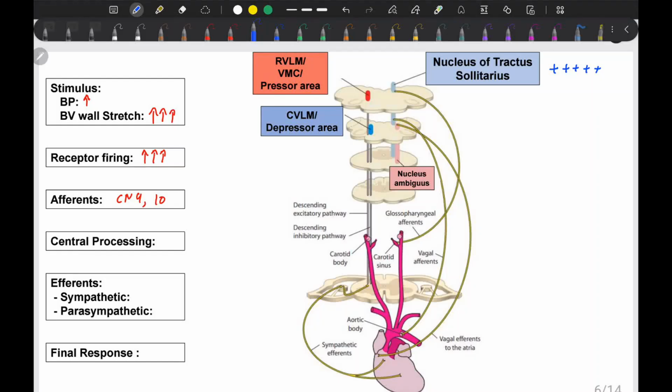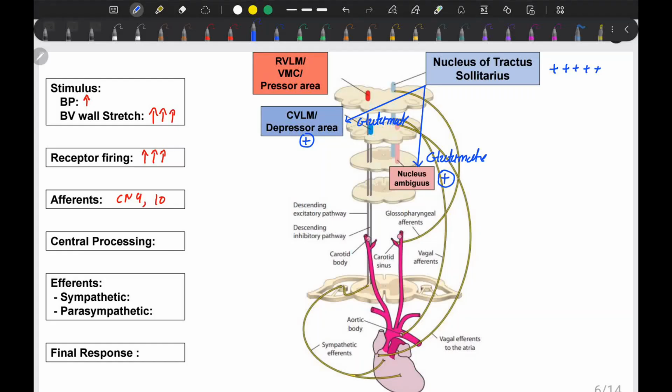Now whenever you stimulate the nucleus tractus solitarius, it will do two things. First, it will stimulate the depressor area. Also, it will stimulate the nucleus ambiguus. We'll see one by one. Whenever I say the nucleus of tractus solitarius is stimulating these two areas, it means the nucleus of tractus solitarius is releasing the neurotransmitter glutamate over this region, stimulating the nucleus ambiguus and the depressor area. Now we'll see the nucleus ambiguus first.